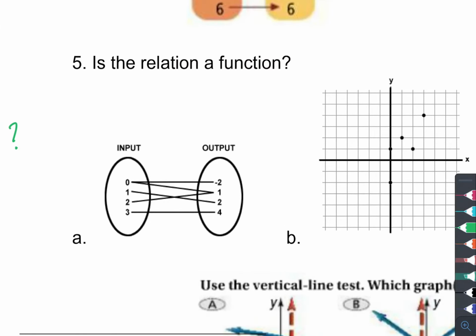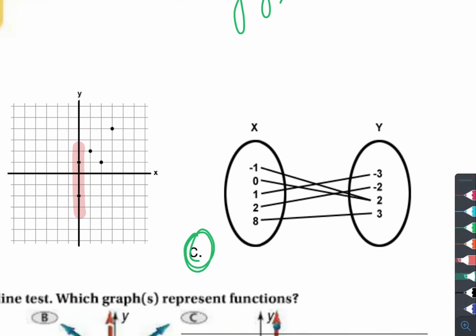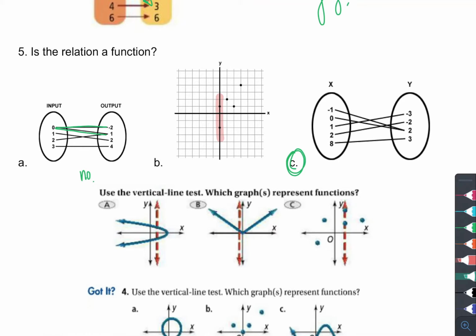So for A, you can see that the 0 is splitting off in 2 directions. Because of that, it is not a function. For this one, we have 2 values that are shared on this line here, so it is not a function. And then this one here, even though we have 2 values that go to the same place, it is still a function. We just can't have it go the other way. All right, now let's talk about, forgot to write no, and yes.